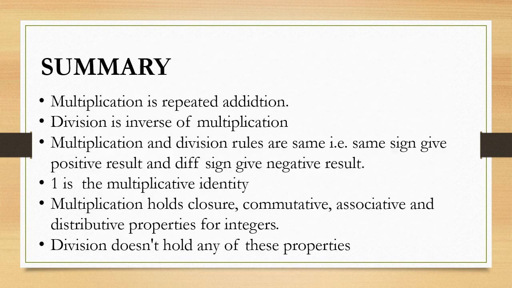Summary. Multiplication is repeated addition. Division is the inverse of multiplication. Multiplication and division rules are the same. That is, same signs give a positive result and different signs give a negative result. 1 is the multiplicative identity. Multiplication holds closure, commutative, associative and distributive properties for integers. Division does not hold any of these properties.